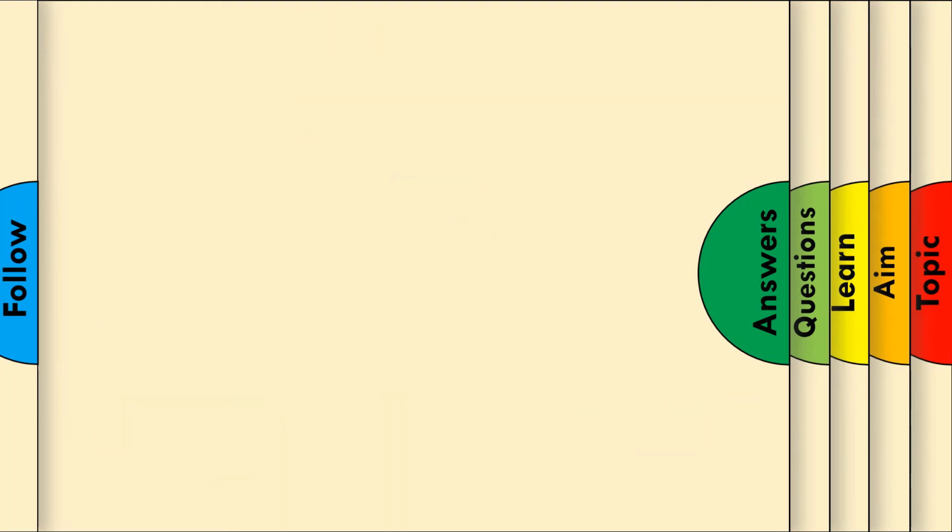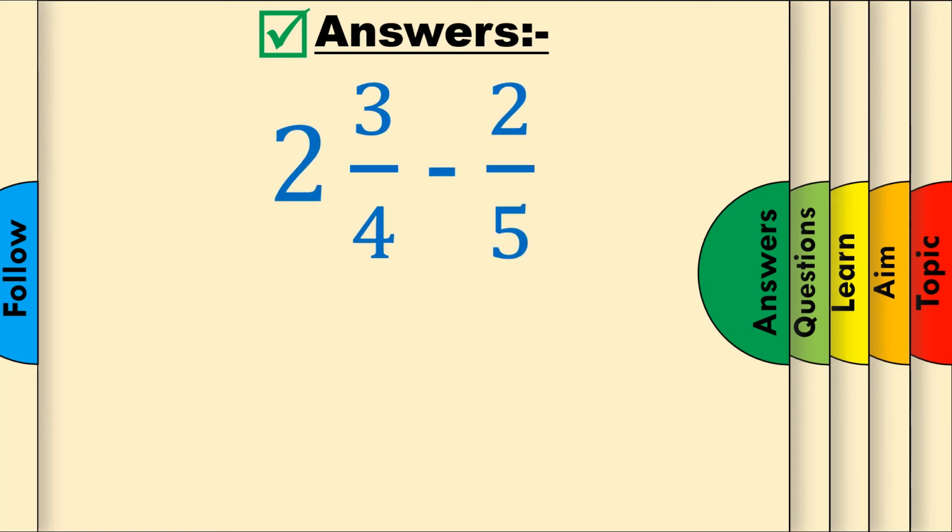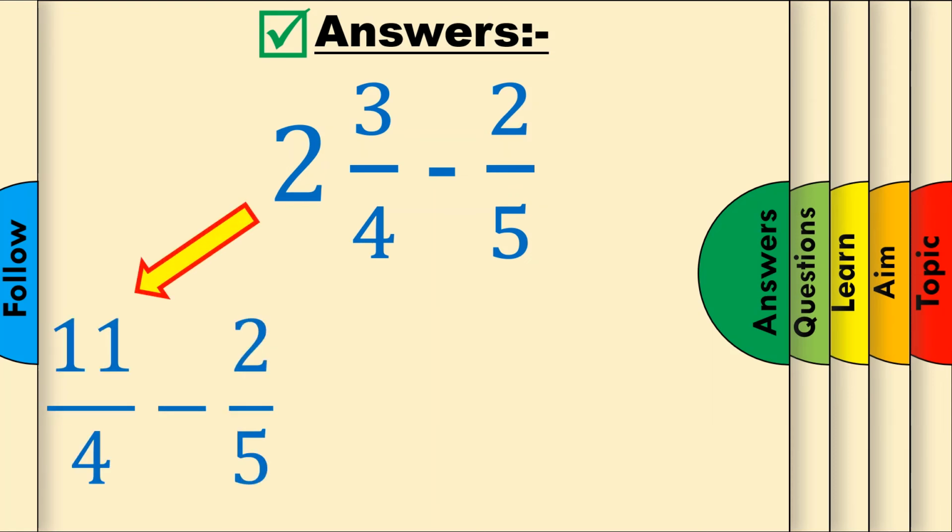Question 3. 2 and 3 over 4 minus 2 over 5. Here, you'll notice there's a mixed fraction. I'm sure Beat the Calculator subscribers would have breezed past this question, as they already know how to convert mixed numbers into improper fractions from our video a couple of weeks ago.